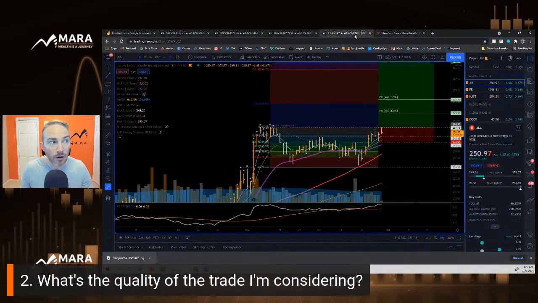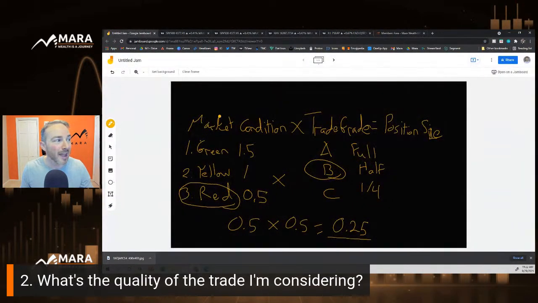And this formula works no matter what it is that you're trading. So you could be looking at forex, you could be looking at crypto. Just the inputs for the market condition will change. The inputs for the trade grade will change, but the principle stays the same. You might even say that, yeah, you know what, like 1.5.